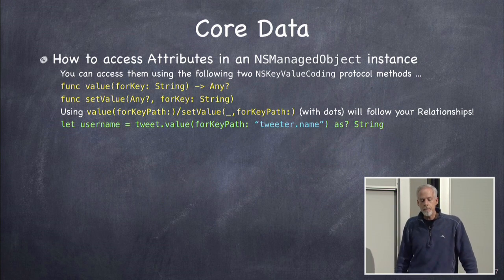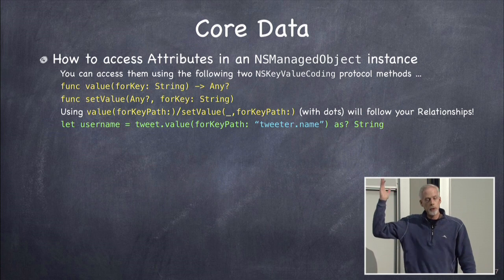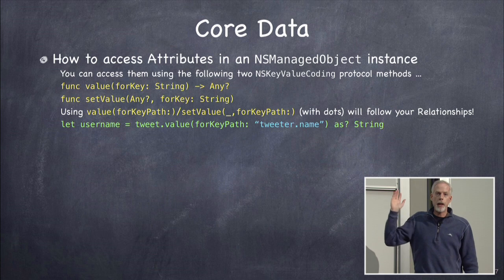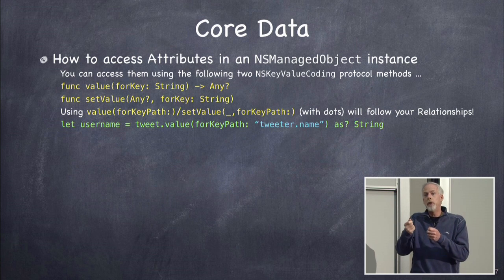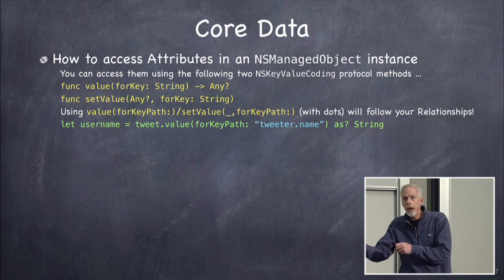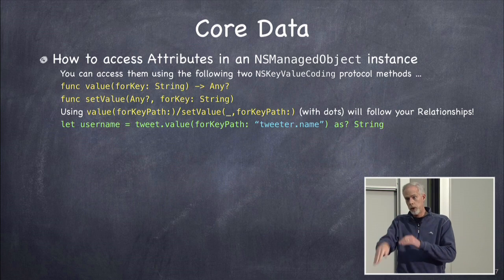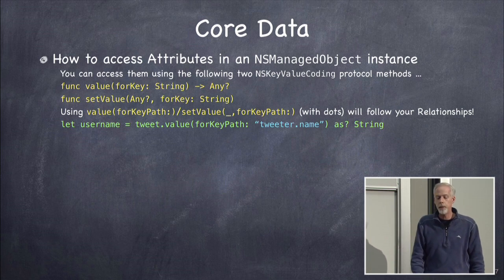Okay. And you can do dot notation here with value(forKeyPath:). That's what I'm showing in green right there. If you had a tweet, you could actually set the tweeter's name using this dot notation, setValue forKeyPath tweeter.name, and it would go through the tweeter relationship, which is kind of fun.